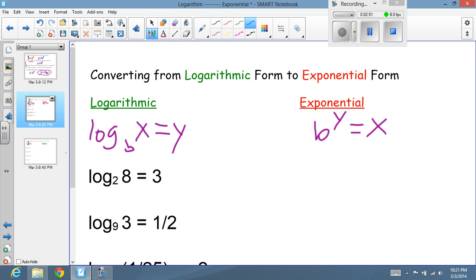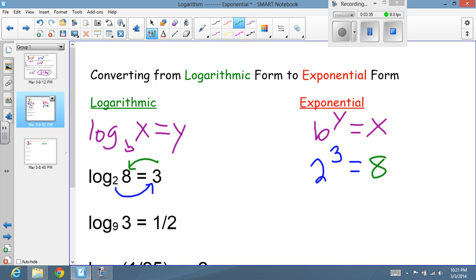Now when we look at our first example here, I know that when I switch it to exponential, that word log is going to be gone. What I'm going to do to get rid of it is, and I'm going to draw some arrows in here, hopefully this helps, but we take the base to the power of what's on the other side of the equal sign. So I'm going to write this as 2 to the third power equals whatever was over here, 8. And if you do 2 to the third power in your calculator and hit enter, you will get 8.